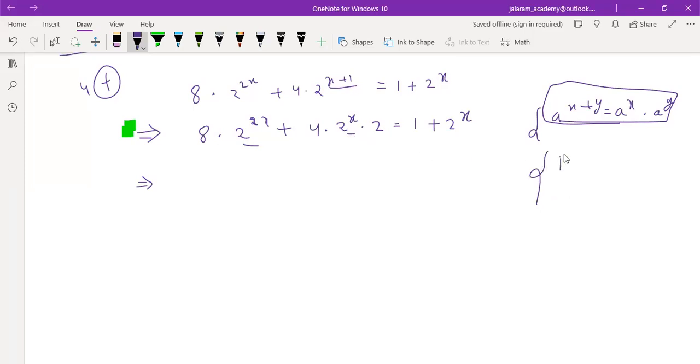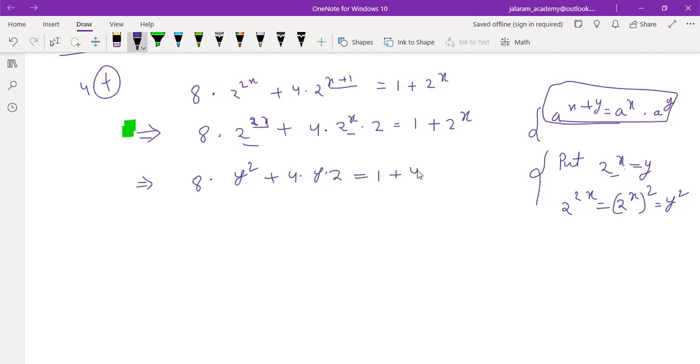First we put 2 to the power x equals y. If you put 2 to the power x equals y, what can you say about this 2 to the power 2x? We know that 2 to the power 2x means 2 to the power x whole square. So if 2 to the power x is y, then 2 to the power x whole square is y square. So we write 8 into y square plus 4 into y into 2 equals 1 plus y.